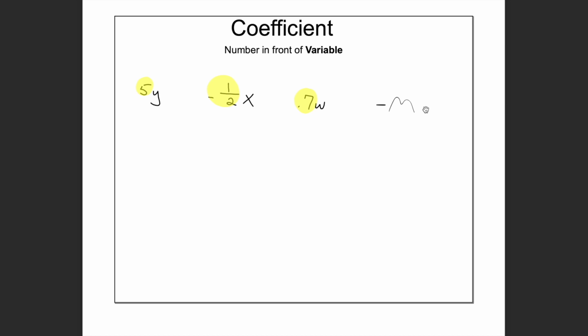But this one is negative m. So what's the coefficient? Well, what's in front of it is negative, but we can't say the coefficient is negative. It's got to be a number. So what do we say is in front of m when there's nothing there? Well, 1. But it's negative, so that means negative 1. So we have negative 1m, so the coefficient is negative 1.